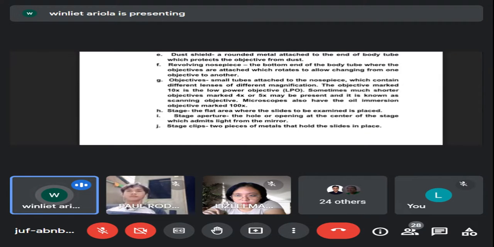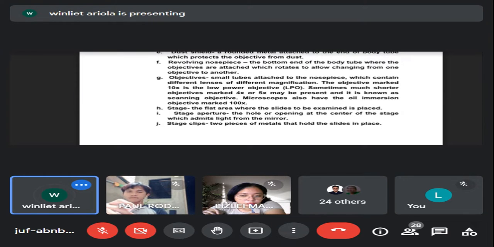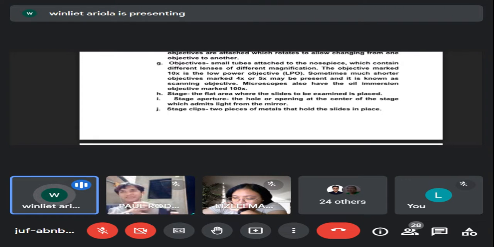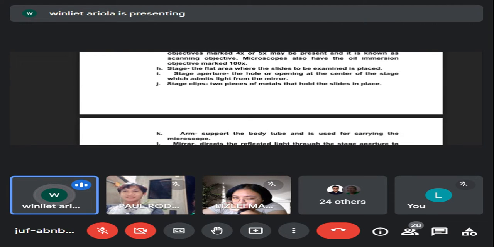So next is we have the revolving nose piece. So we all know what the revolving nose piece is, no? It is the part of the microscope that holds the 3 or more, no? 3 or 4 objectives. So ito yung dito tayo humahawak. Ito yung nire-revolve ninyo, no? To change the objective from one to the other. Next is we have the objective. So ito na yun kanina, the scanner, the LPO, the HPO. Okay? And then we have the stage.